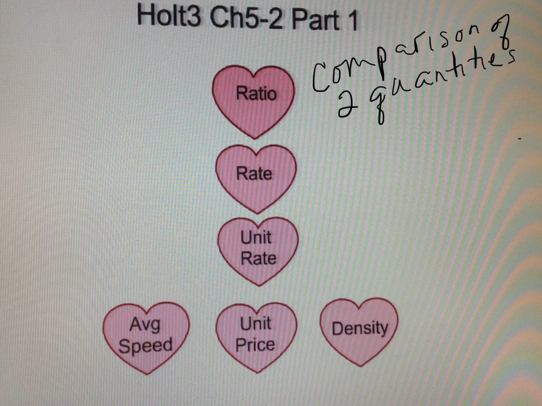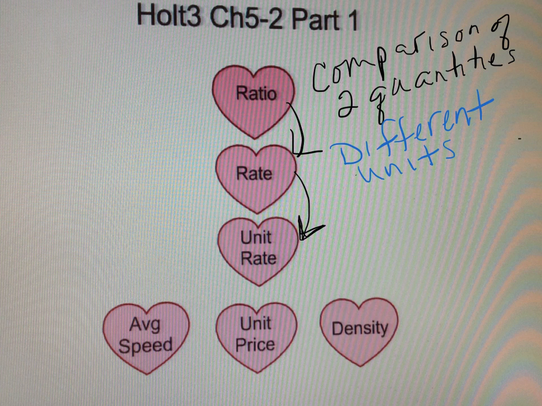In Chapter 5.2, we're going to take what we already know about ratios and expand it, apply it to new situations. Right now we know that a ratio is a comparison of two quantities. Well, there's a special kind of ratio called a rate, and a rate is just a comparison of two different types of quantities, two different units involved in this type of problem. And then there's a special kind of rate called a unit rate. A unit rate is when you're comparing two things and the second number is 1.